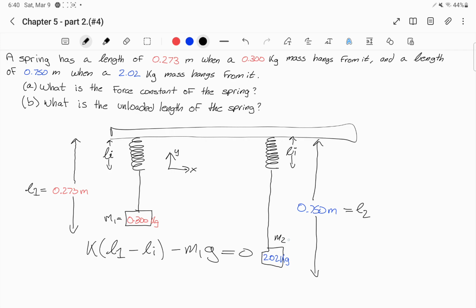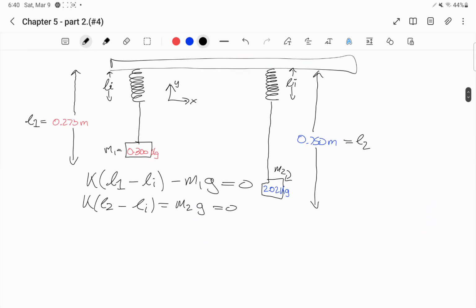And this is M2. So again, using the same thought process, we can write K times L2 minus L initial minus M2 times the gravity, and we set it equal to 0. Now we have the total lengths of both masses after the mass is suspended. So to find the force constant, K, we can just plug in and solve by elimination.